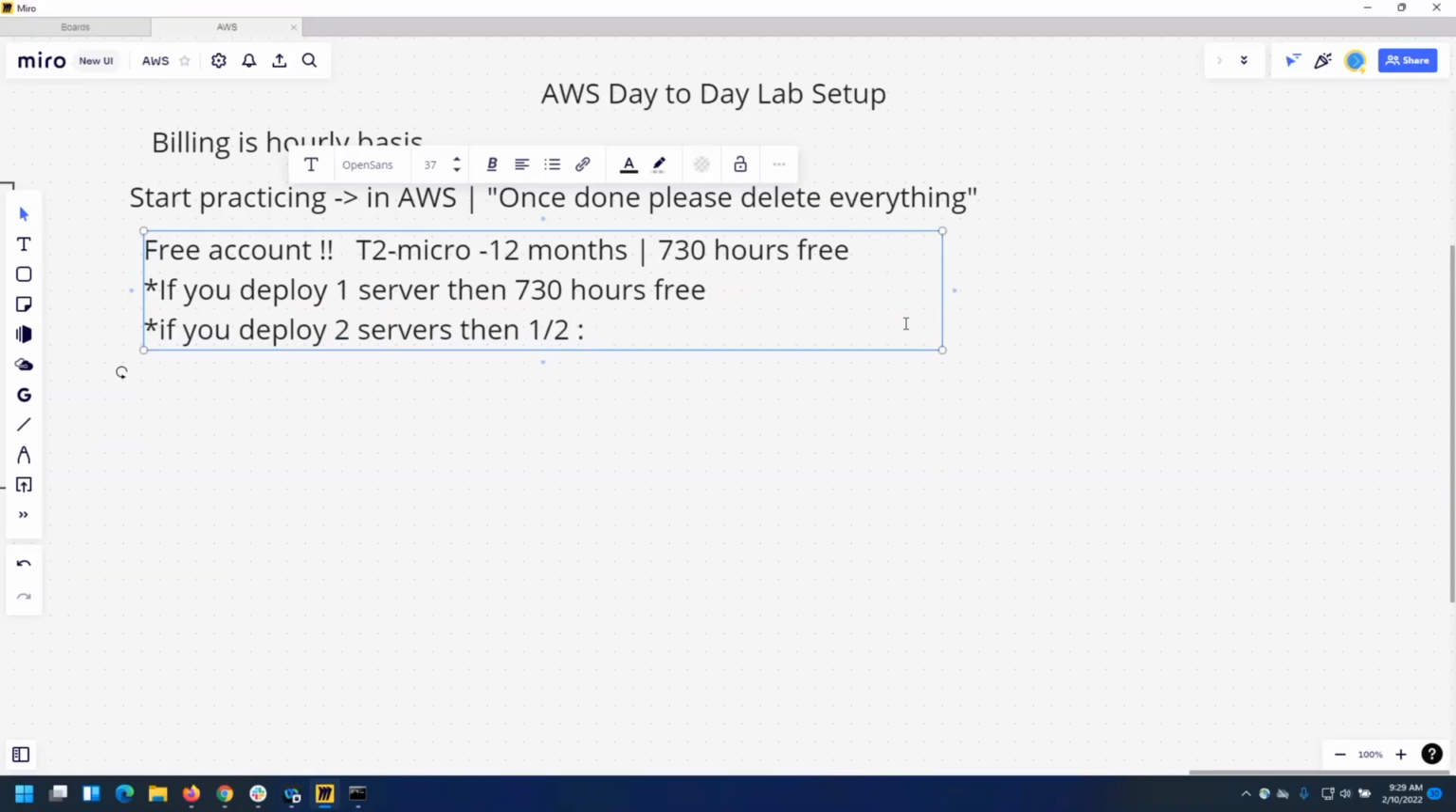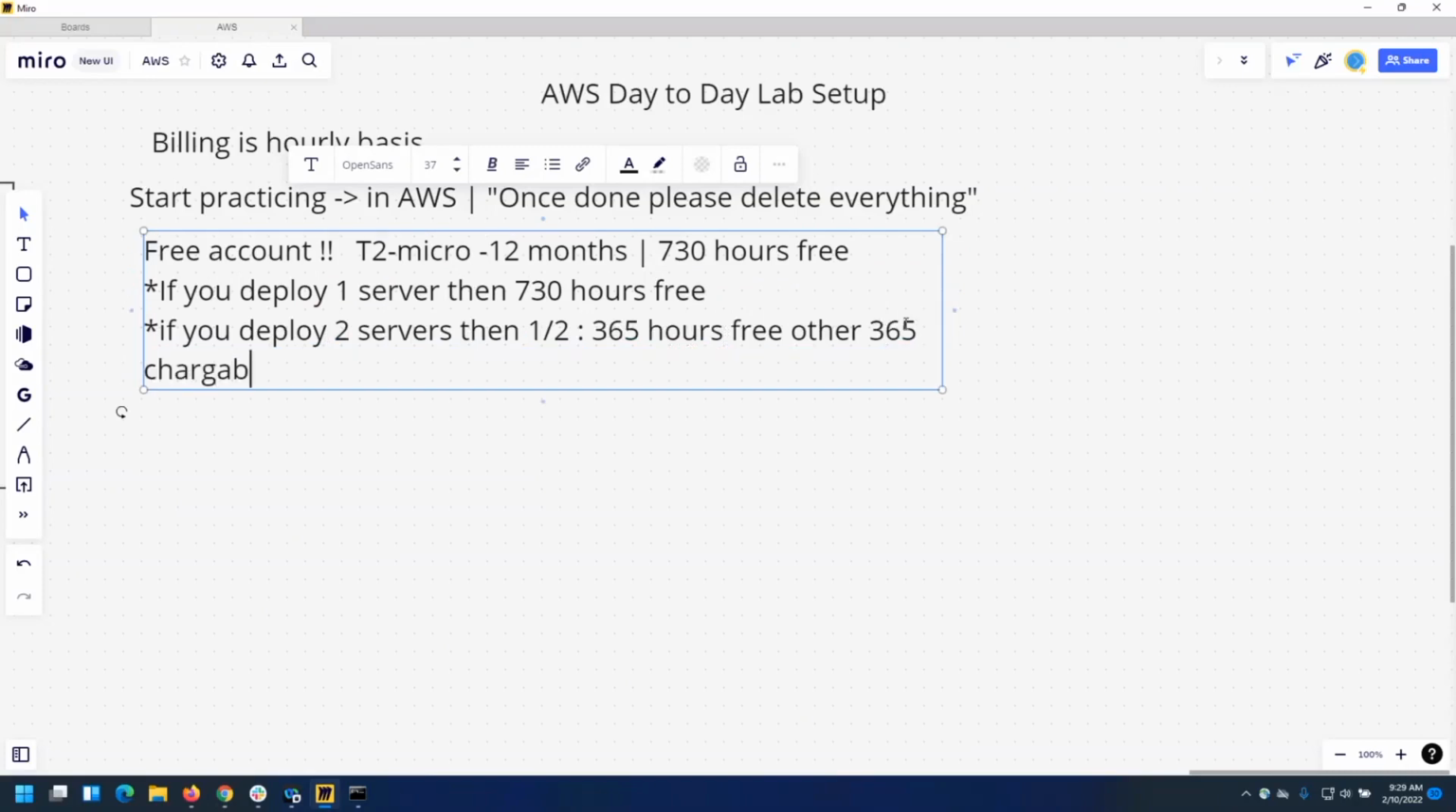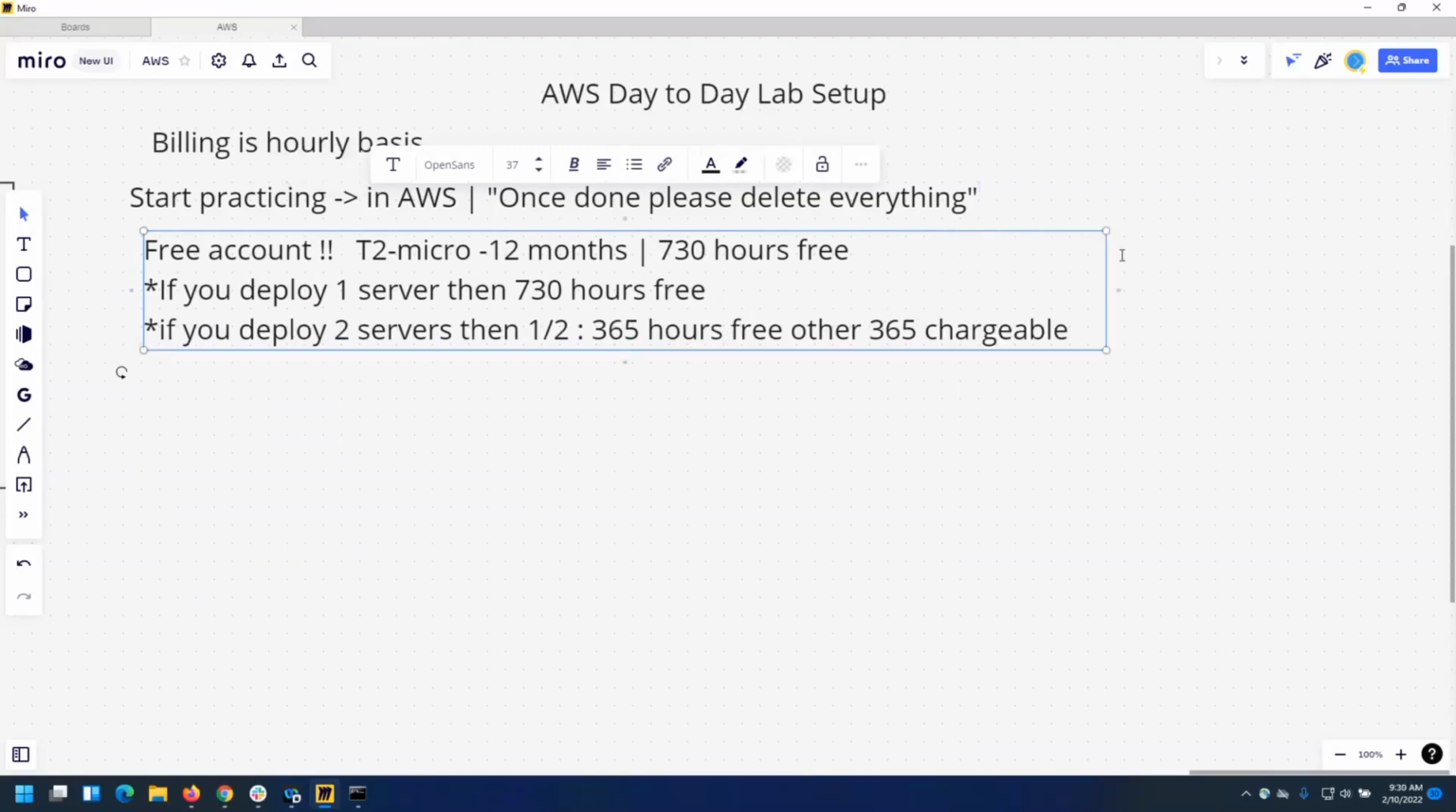that means 365 hours free, and the other 365 hours chargeable. Getting my point? If you deploy two servers, your free hours become half, and 15 days it's free. After 15 days, you will see the bill will be added to your account. So please keep this in mind.